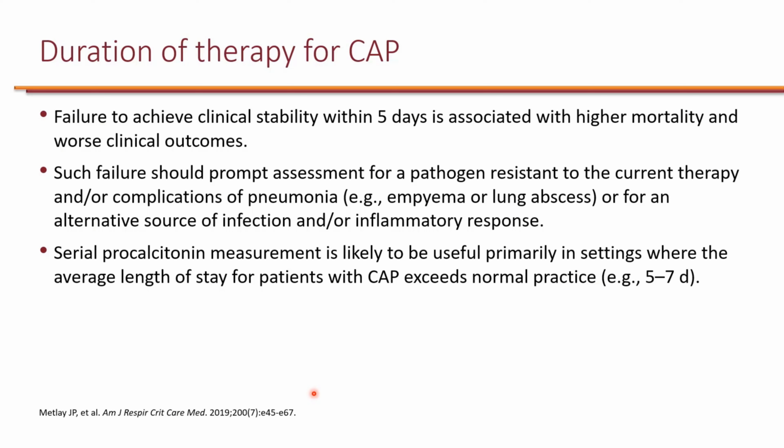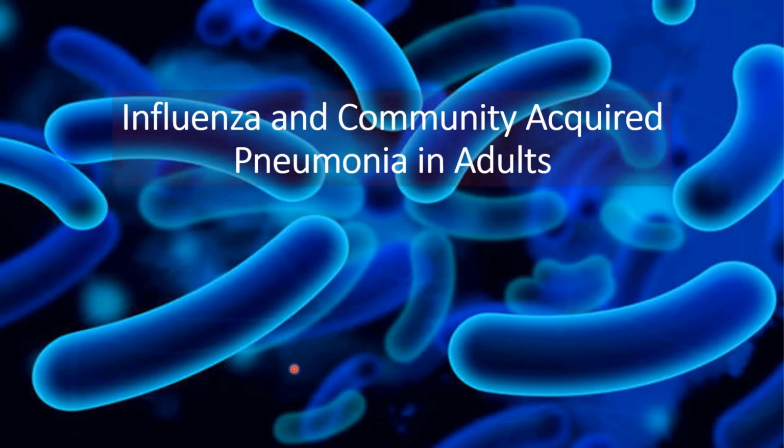One tool that we can use is serial procalcitonin in order to see when it's safe to discontinue antibiotics if the patient needs a longer duration. Once it goes beyond 5 to 7 days, we can get serial procalcitonin, and if the levels become low, then that's an indication that treatment has been long enough and it would be safe to discontinue. This concludes this presentation.